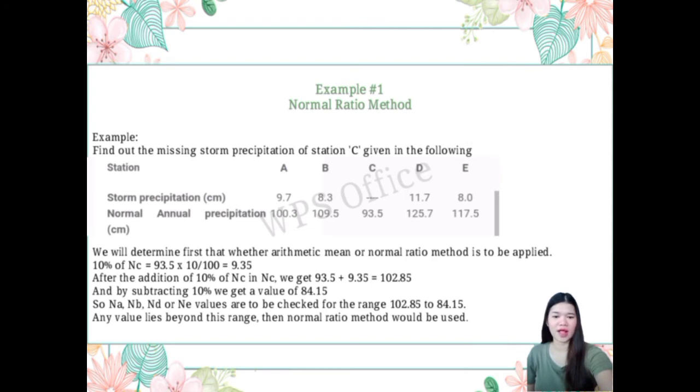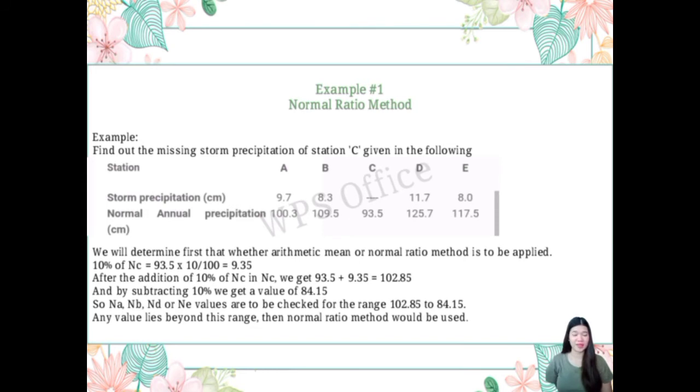And for the normal annual precipitation, Station A 100.3, Station B 109.5, and sa C 93.5. Letter D 125.7, Station E 117.5. So, paano naman po ma-determine if normal ratio method ang gagamitin or arithmetic mean?